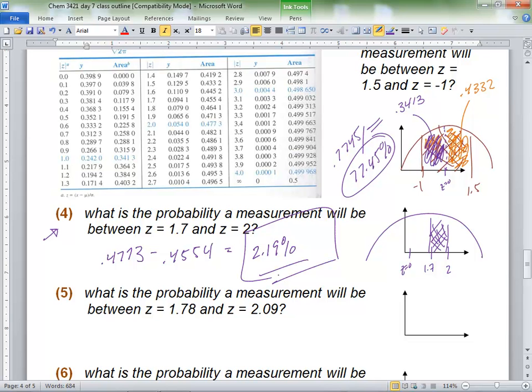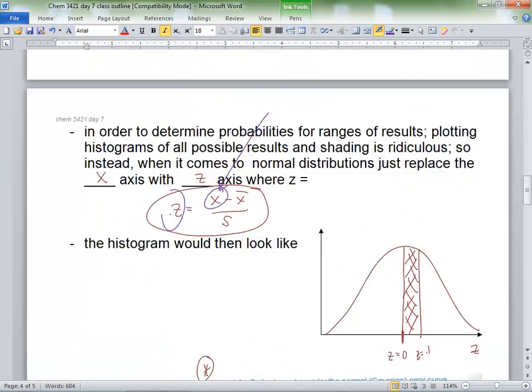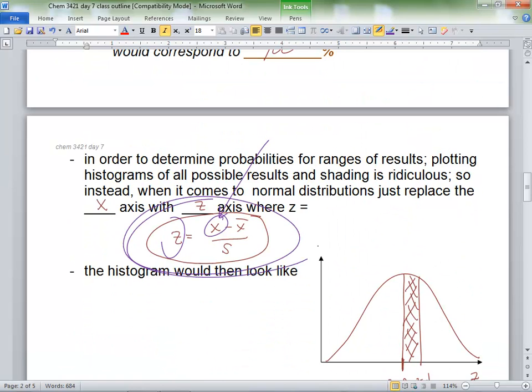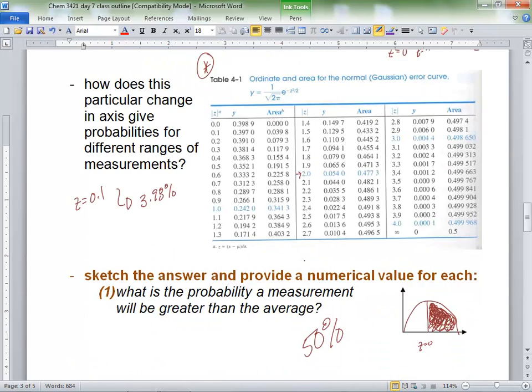Okay. Now we're more into something more likely, right? What is the probability the measurement will be between 1.78 and 2.09? We'll draw it, but how do you get these numbers? Well, they calculated those z's. They're interested in two particular measurements. You can go back and calculate what those measurements are. Just put it into our equation: put in the z, put in the average, put in the standard deviation. You can calculate what the x was. You can work backwards.